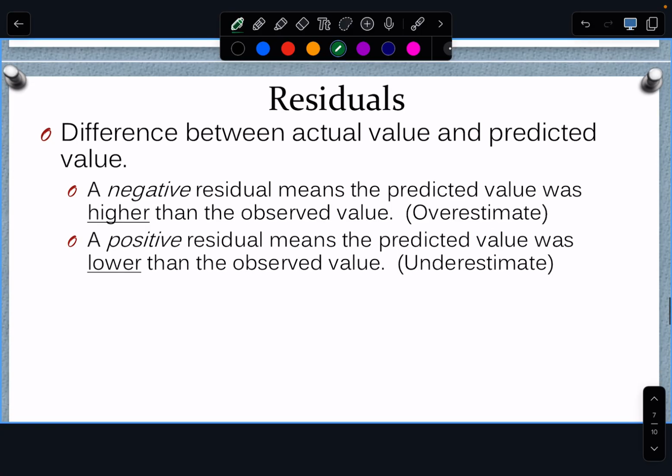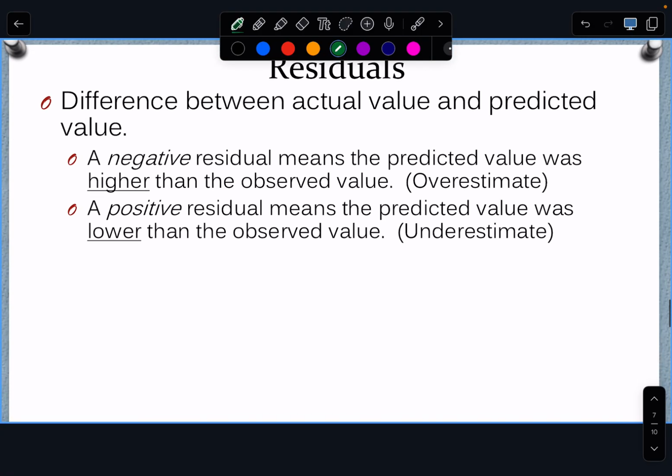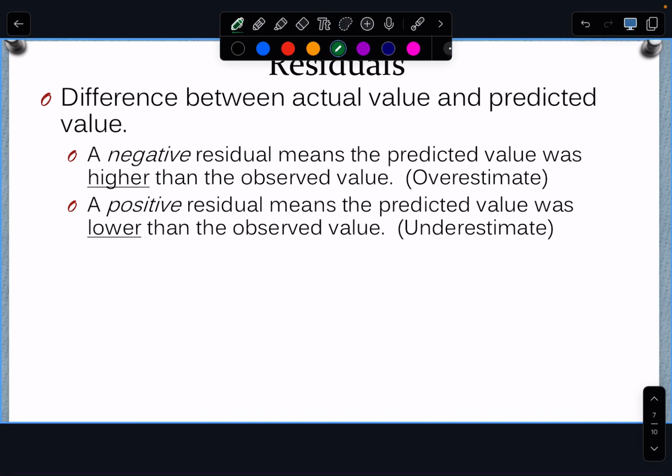When we calculate these residuals then, part of calculating these residuals is also interpreting what they mean. So when I calculate that residual, since I'm taking the actual value minus the predicted value, and that's important to remember that direction: actual minus predicted. A negative residual means that the value that I predicted was too high. When I subtract and my second number is bigger than my first, I get a negative result.